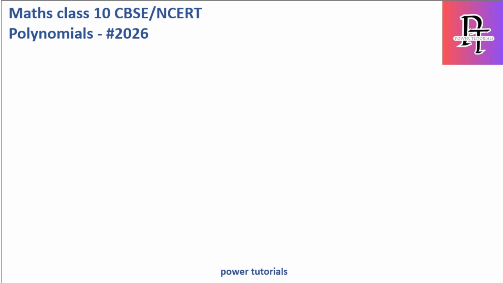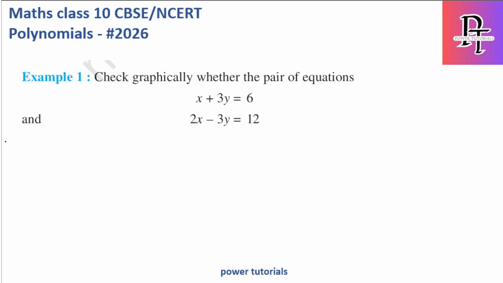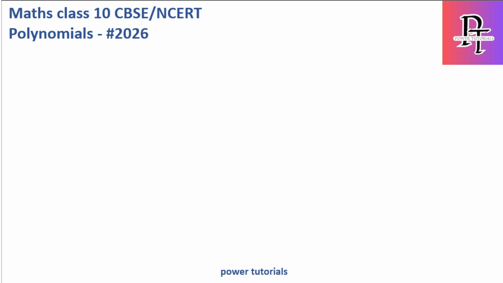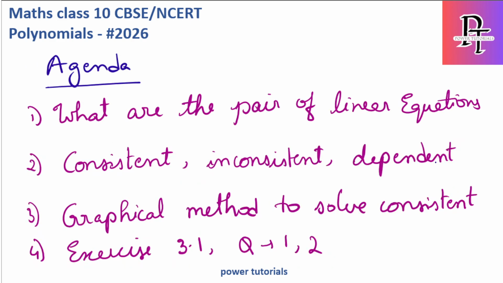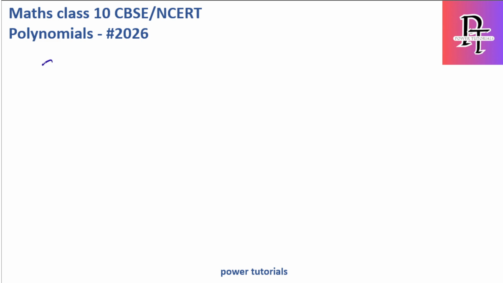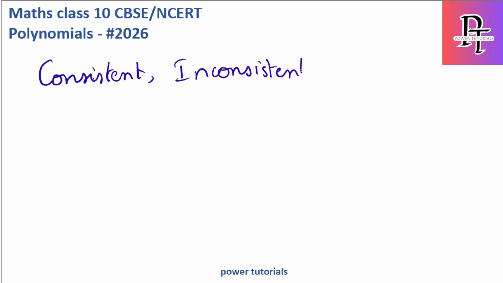Before going to the next topic, here I missed one slide, so let me add it here. We have the second topic, which is consistent, inconsistent and dependent. So let's see what these three are.